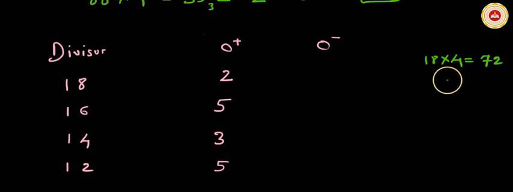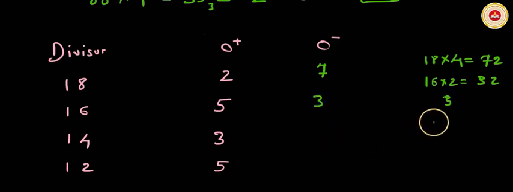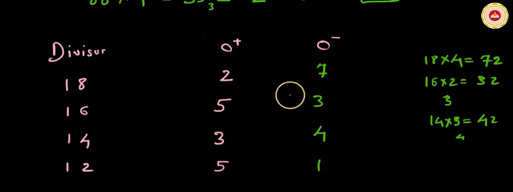72 subtract 2, it is 7. That means it is 7. If it is 16, 32, that is 3. Okay, right. If it is 14, that is 4. And if it is 12, then just subtract 2 from 12, you get 10, neglect 0 and write 1. Observe this table carefully.